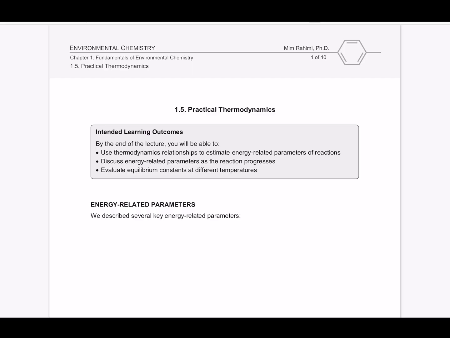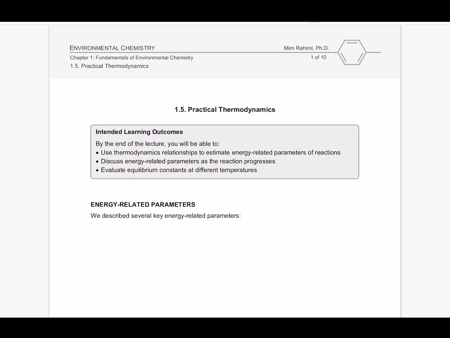Specifically in this lecture, we're going to use thermodynamic relationships to estimate energy-related parameters of reactions. We're going to discuss energy-related parameters as the reaction progresses, introducing the extent of reaction parameter, and also evaluate the equilibrium constant at different temperatures.